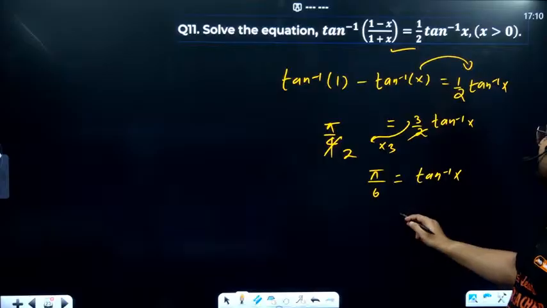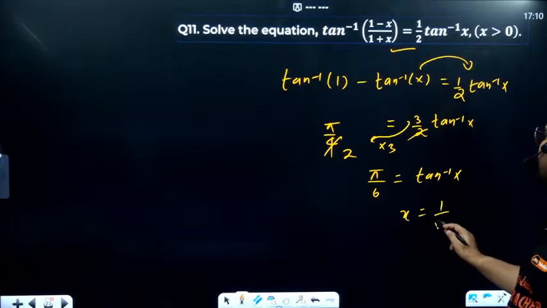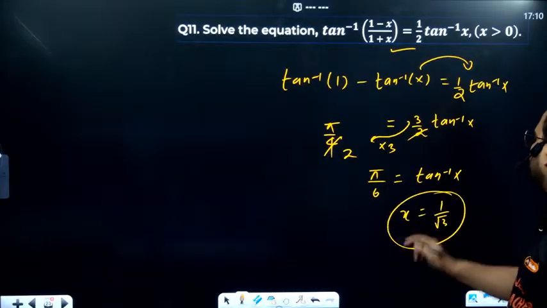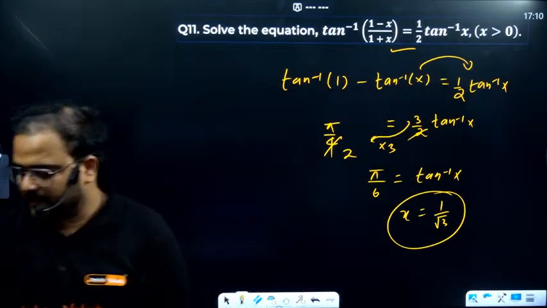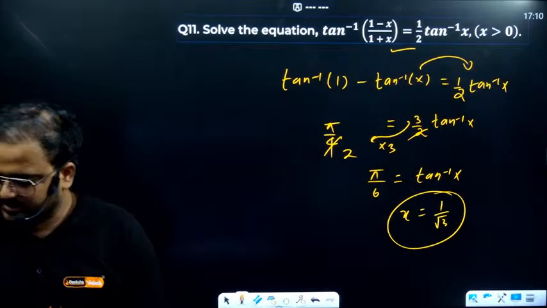And then for what value of x is this true? Of course, 1 by root 3. For x equals 1 by root 3, tan inverse of x is how much? Pi by 6. It is pi by 6.